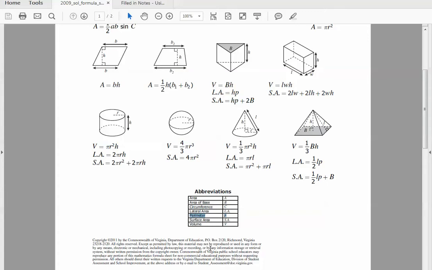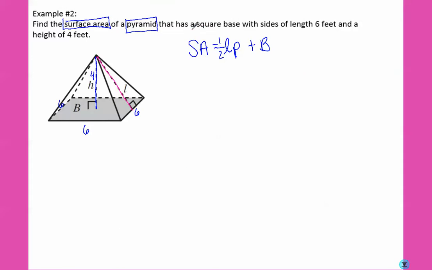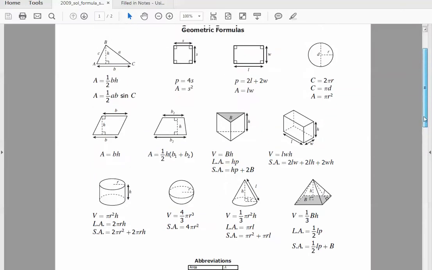Right there. And then big B stands for the area of the base. So we need the perimeter of the base and the area of the base. Now, what shape was our base? It's a square base. So we need to find the perimeter and the area of a square. That's also on your formula sheet.